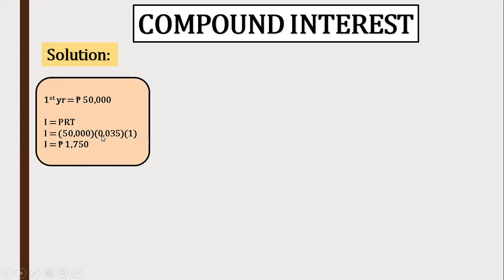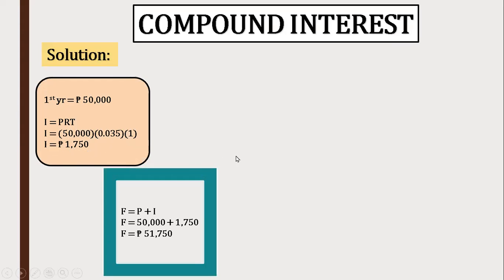Therefore, 50,000 times 0.035 times 1 for the time, because let's start with the first year. Therefore, I is equal to 1,750. And for the future value, that's principal, which is 50,000, plus the interest, which is 1,750. Future value, we have 51,750 for the first year. Yes, because we still have more years.